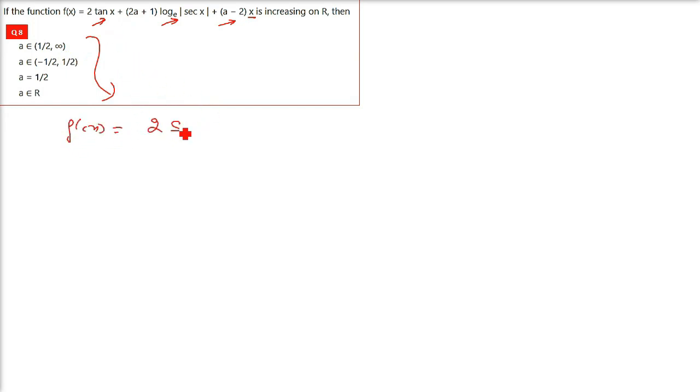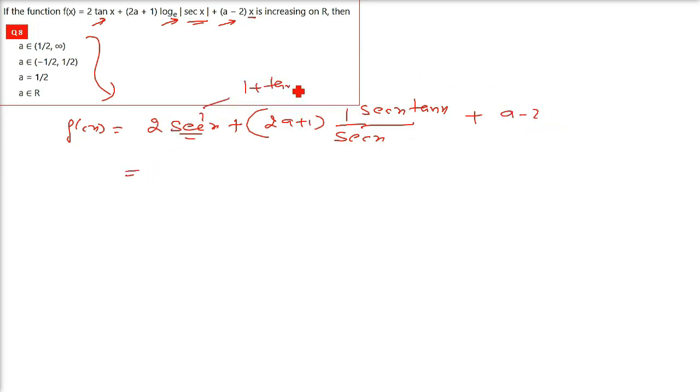The first thing is going to be the differentiation. So I am differentiating this 2 tan x plus (2a plus 1) log and mod sec x. As I said, anything which is mod sec x, one time we will take mod sec x as plus sec x, and one time we will take mod sec x as negative sec x. So I am taking plus as of now. Now 1 by sec x, differentiation of sec x is sec x tan x. Then a minus 2 into x is a minus 2. So I am writing sec square x as 1 plus tan square.